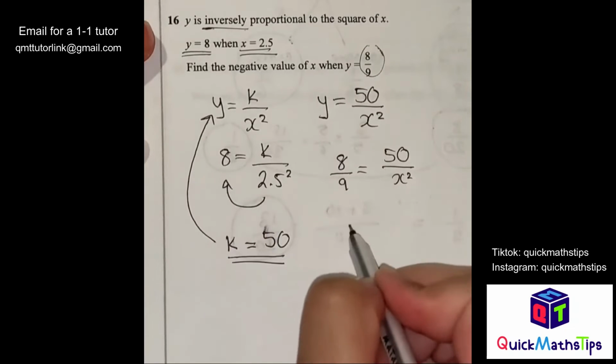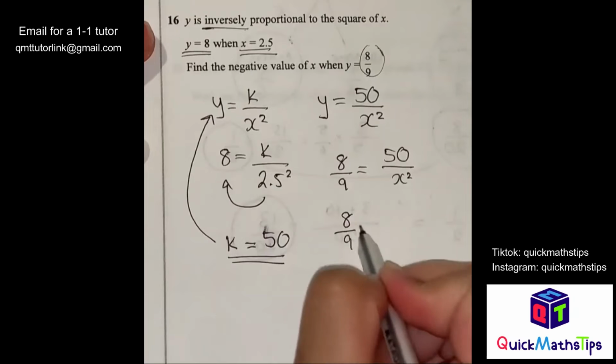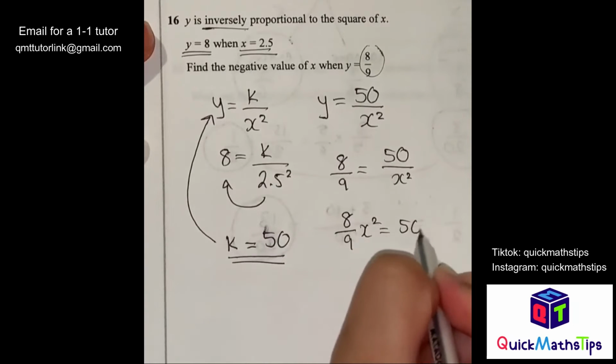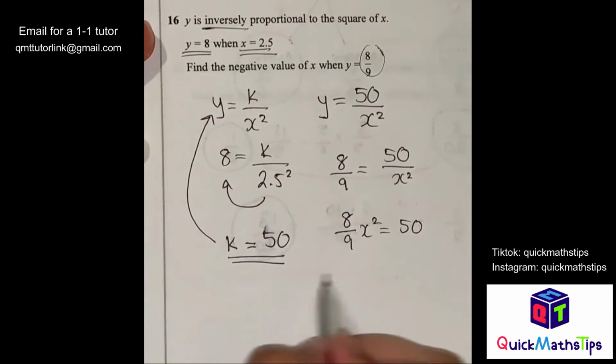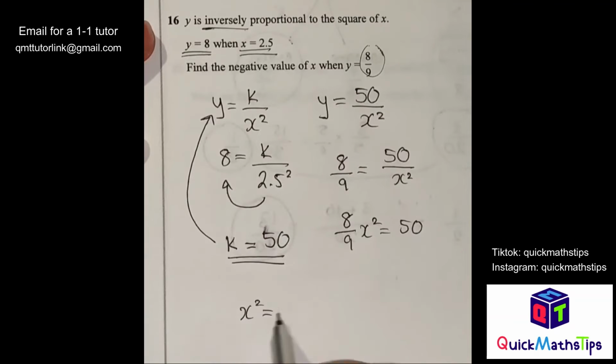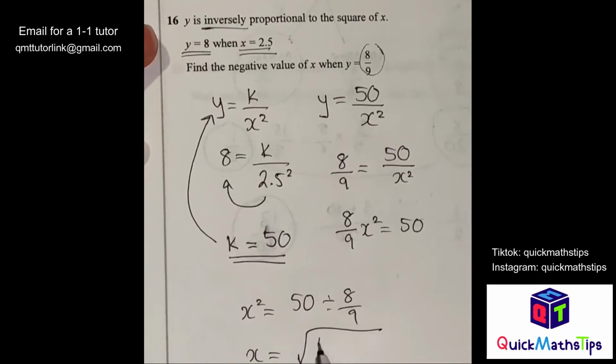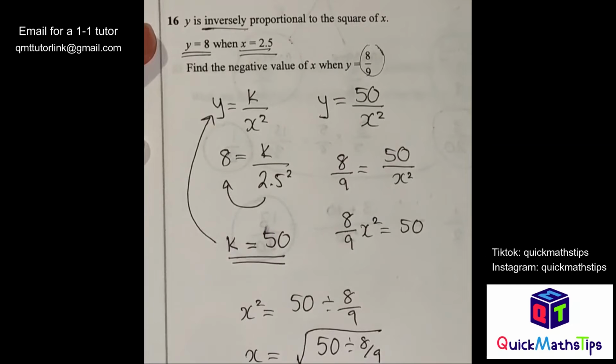You're going to multiply by x squared on both sides. So 8 over 9 times x squared is equal to 50. So you need to divide it by 8 over 9 on both sides. So x squared is equal to 50 divided by 8 over 9. And you need to square root your answer. So x is equal to the square root of 50 divided by 8 over 9. If you plug that in your calculator, you get x is equal to 7.5.